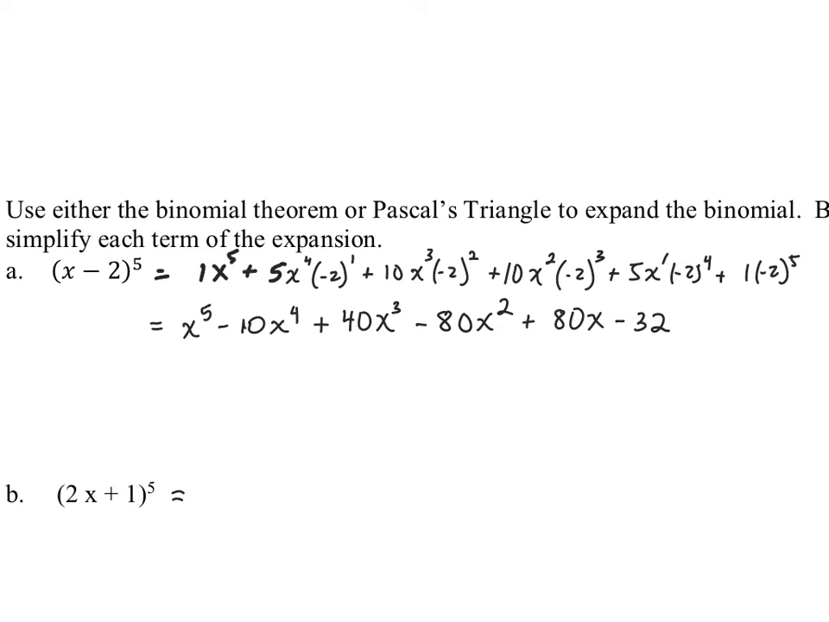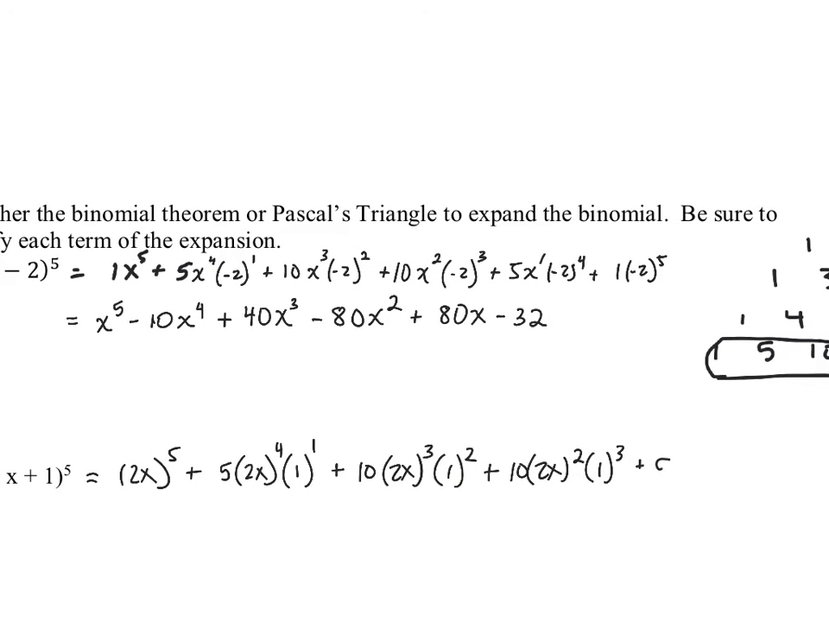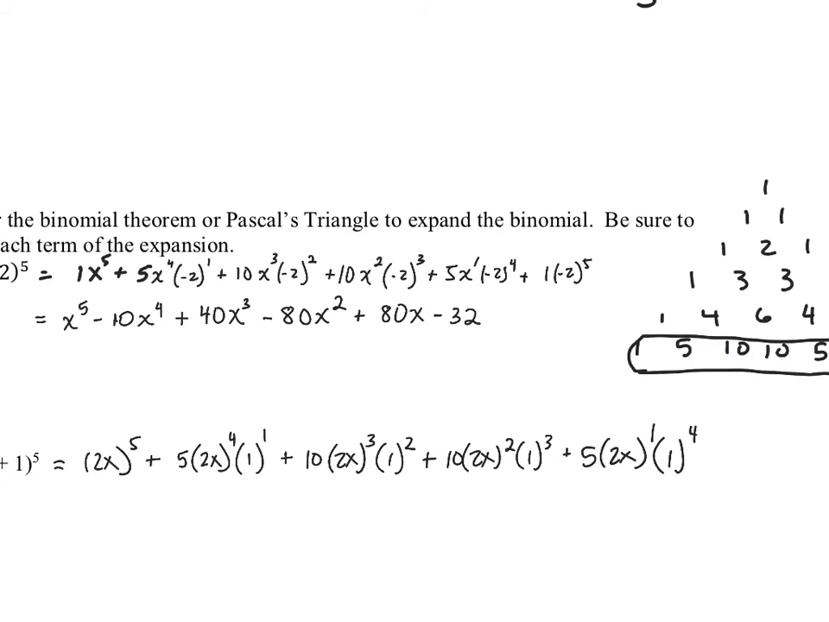Now for part B, we're going to use the same coefficients because we're raising it to the power of 5. So the first one is first term raised to the fifth power. Then we have a coefficient of 5, and then our first term 2x raised to the fourth power, and then 1 raised to the first power, and a coefficient of 10 with 2x being raised to the third power and 1 squared. Now another 10 with 2x squared and 1 cubed, and then 5, 2x to the first power and 1 to the fourth, plus 1 to the fifth.